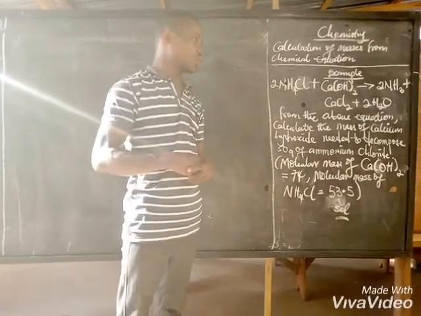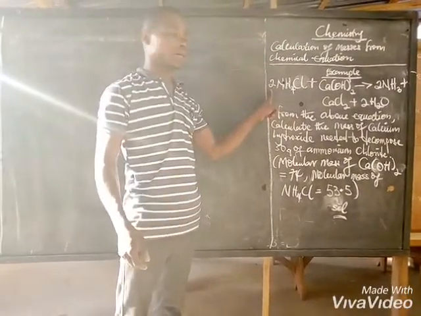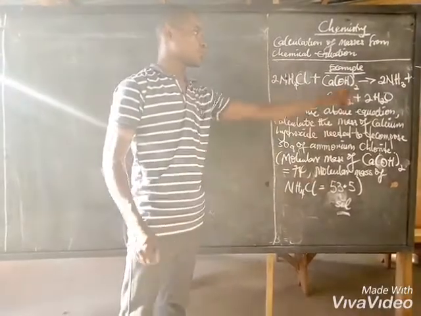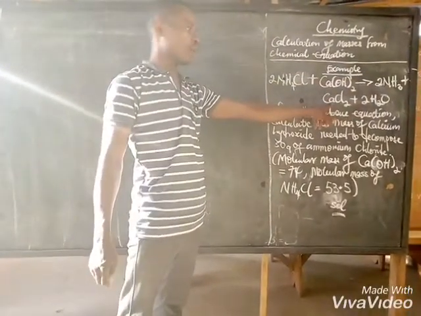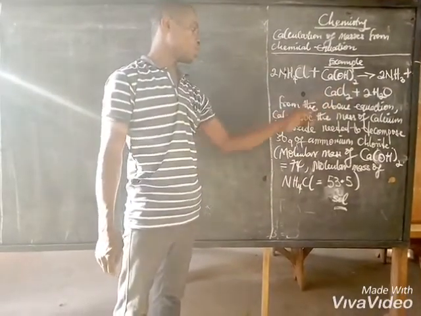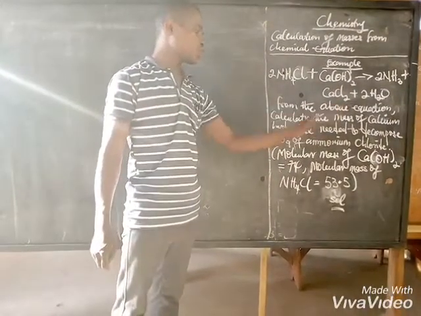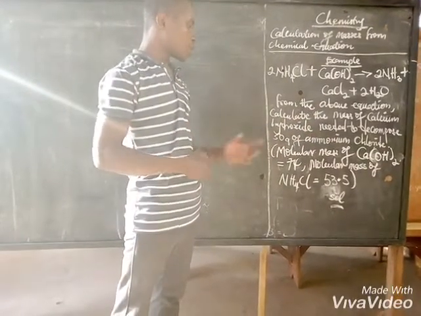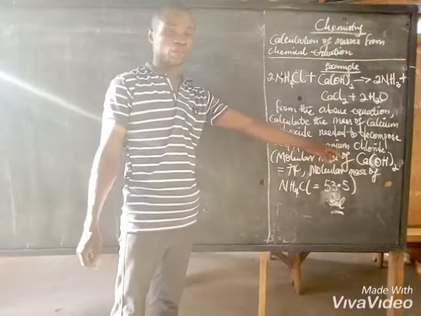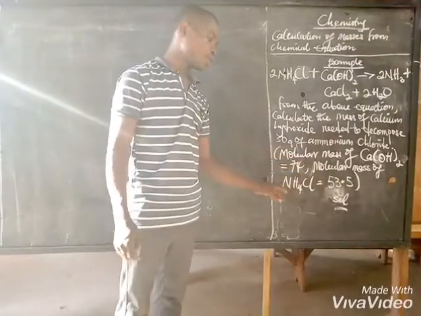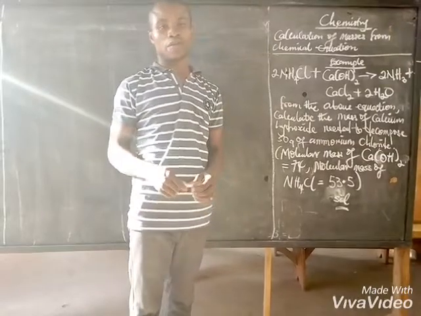Example: 2 moles of ammonium chloride reacted with a mole of calcium hydroxide to give us 2 moles of ammonia gas and a mole of calcium chloride with 2 moles of water. The question said, from the above equation, calculate the mass of calcium hydroxide needed to decompose 50 grams of ammonium chloride, given that the molecular mass of calcium hydroxide is 74 grams per mole and the molecular mass of ammonium chloride is 53.5 grams per mole.